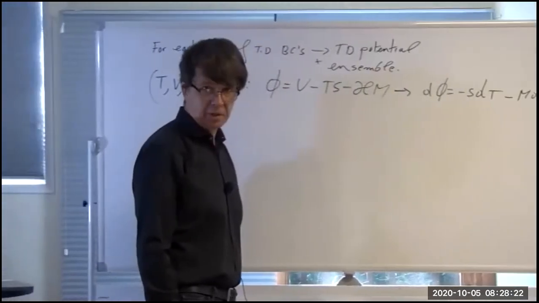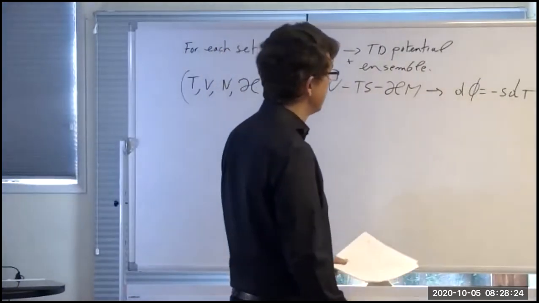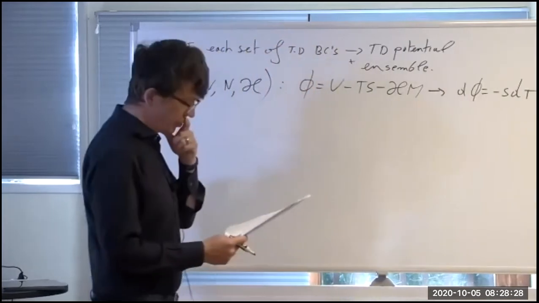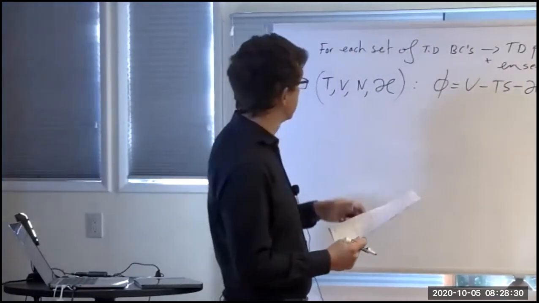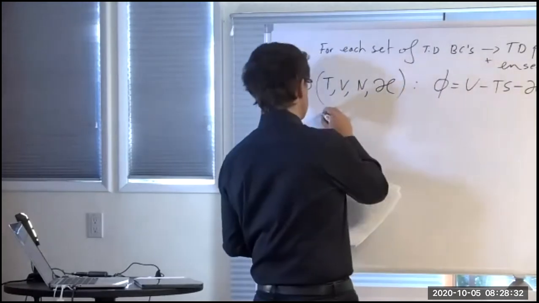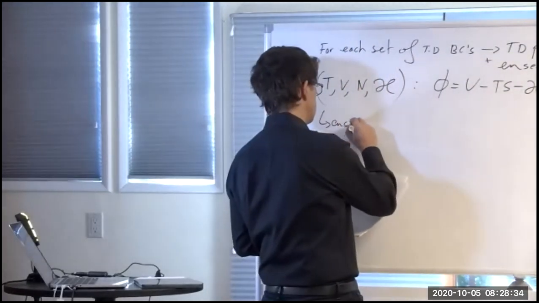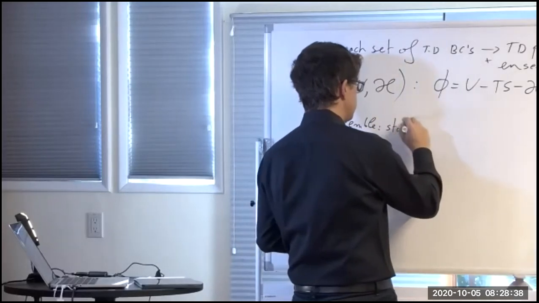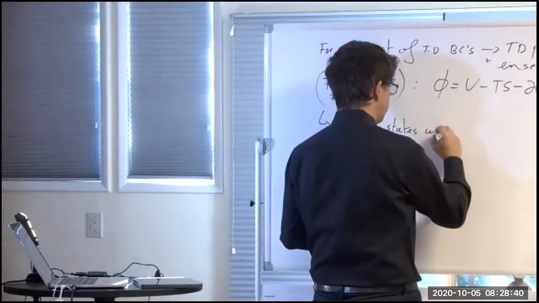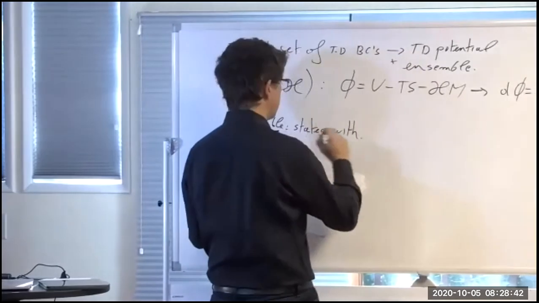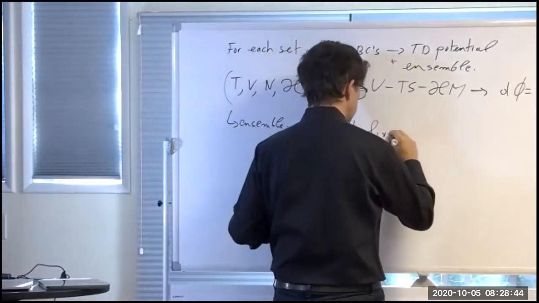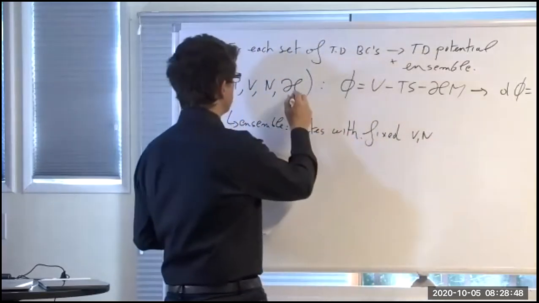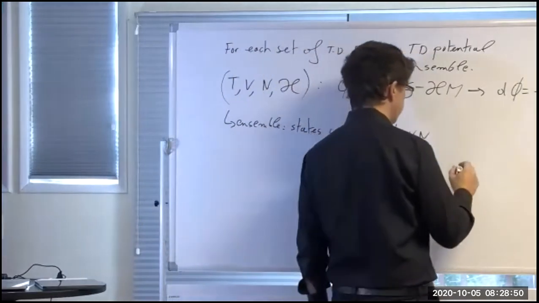In statistical mechanics, we will often work in entropy notation, but I'll go through that later. So what would be the ensemble? It would be states with the fixed extensive variables in the ensemble, so with fixed V and N, but magnetization and energy could fluctuate.